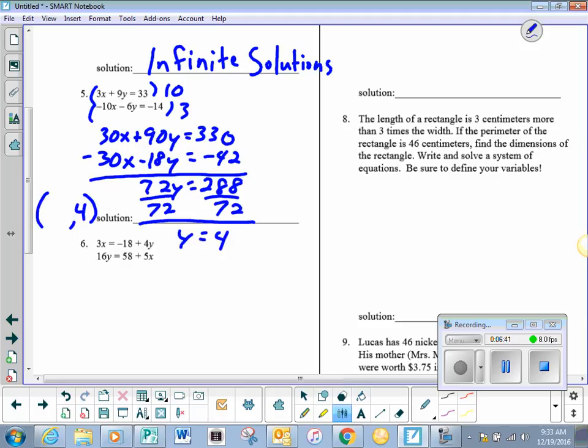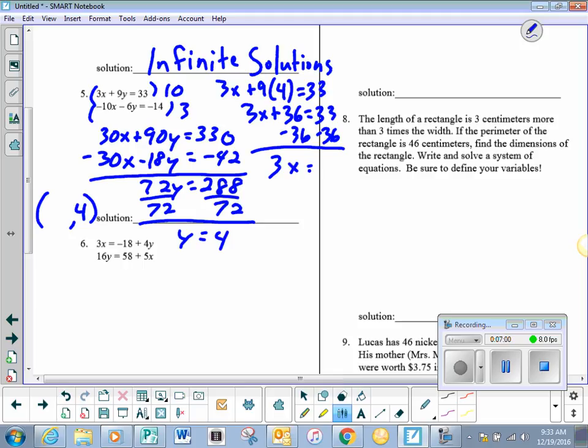Okay? Hard work is done. Easy stuff left to do. 3x plus 9 times 4 is 33. So 3x plus 36 is 33. Subtract 36 from both sides. Whoever's clicking over there, if you can stop. And I get x equals negative 1. Negative 3 plus 36, 33. 10 minus 24, negative 14. Pretty straightforward so far, right? Yeah. Pretty straightforward. We either substituted, eliminated, we did one graph.